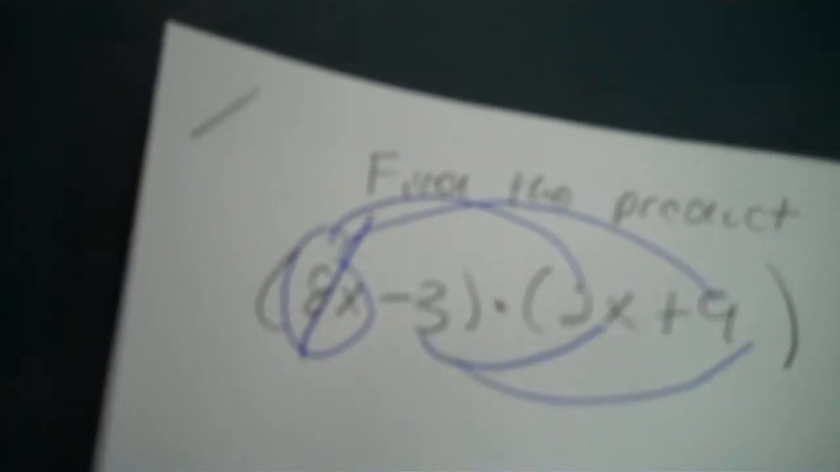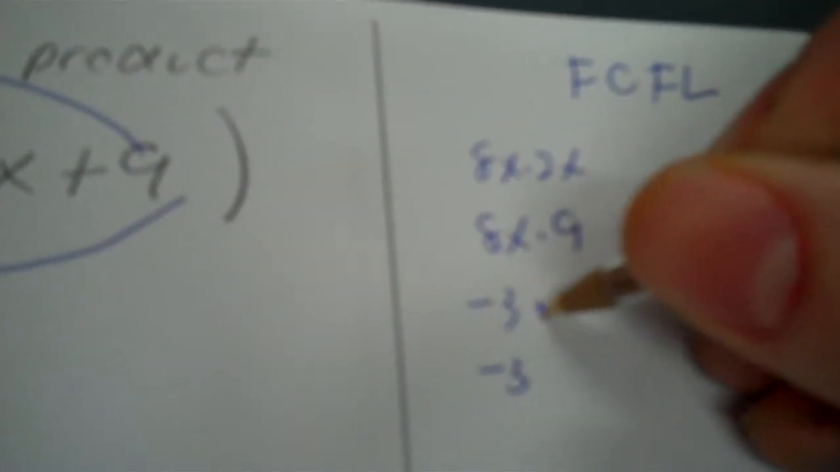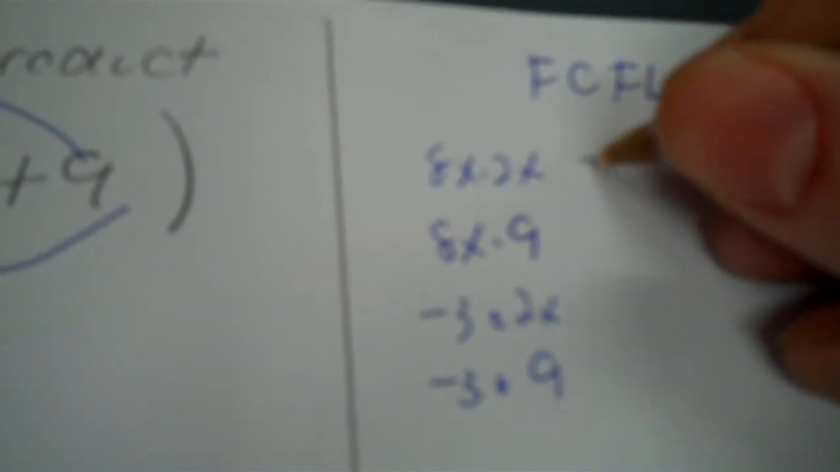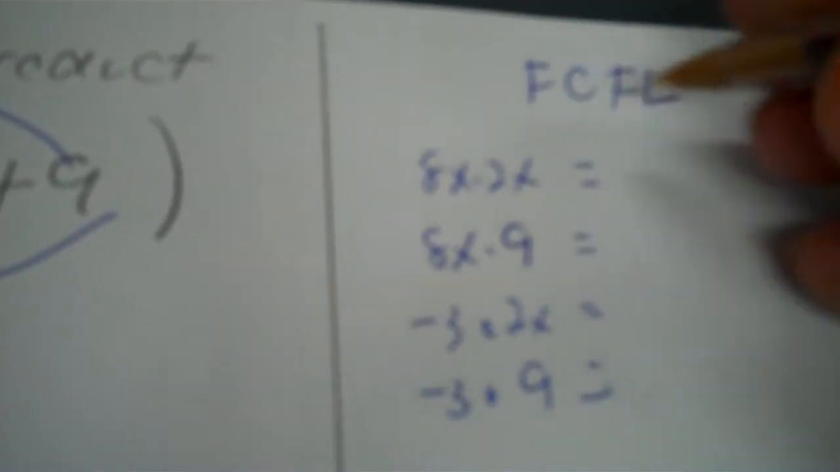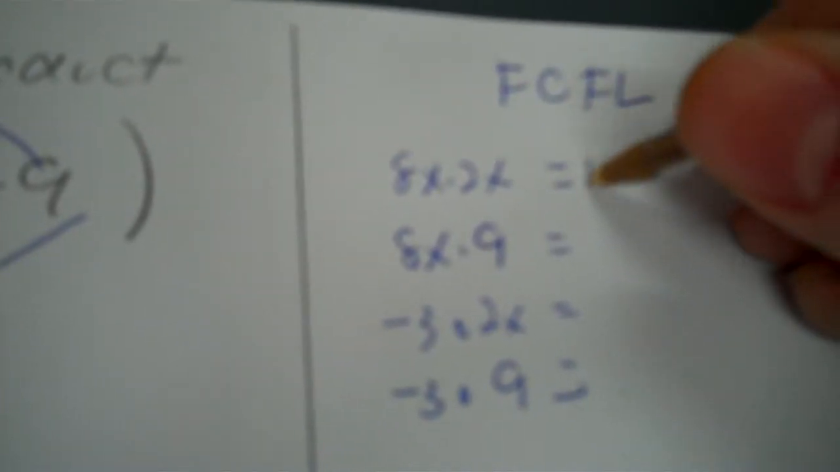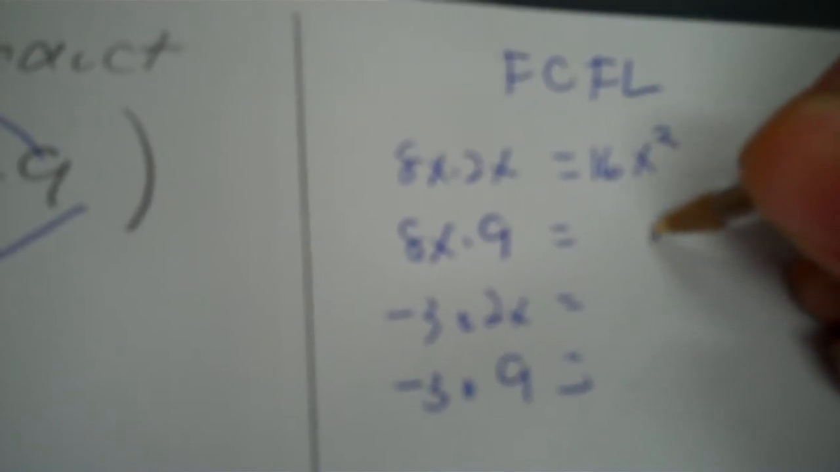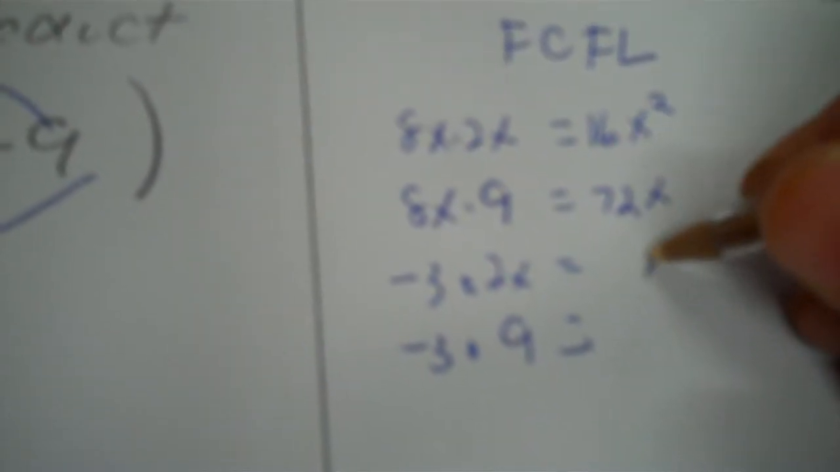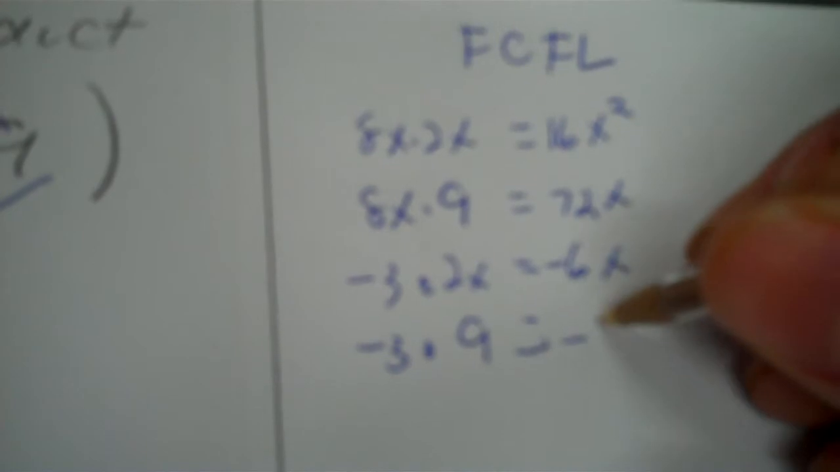So you take 8x times 2x and 8x times 9. Then negative 3 times 2x and negative 3 times 9. Remember, if the number has a subtraction sign, it has a negative value. You got to get that through your head. So x times x, x to the second, and then 16 x, and then 72 x, and then negative 6 x, and then negative 27.